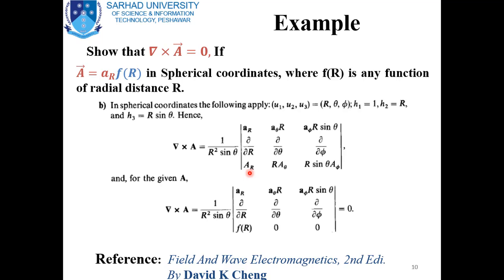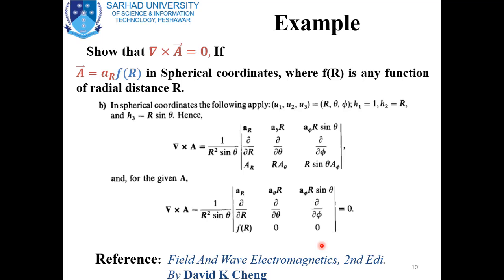After putting the value of A, we have only a radial component, as we have A_r equal to f(r), and our A_phi and A_theta terms are equal to 0, so we have only a radial component of the function or radial component of a vector. After calculating the determinant of this vector A, we will have it equal to 0. So the curl of vector A in the spherical coordinates which has only a radial component becomes 0.